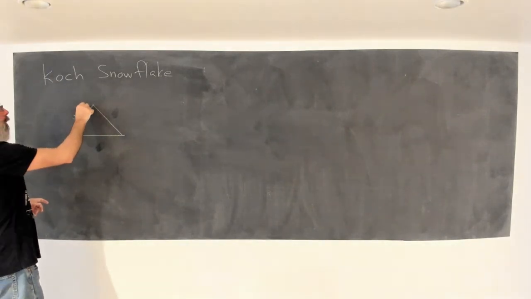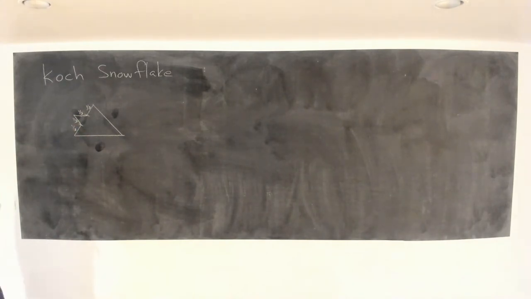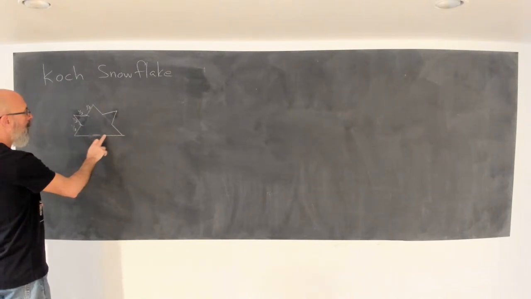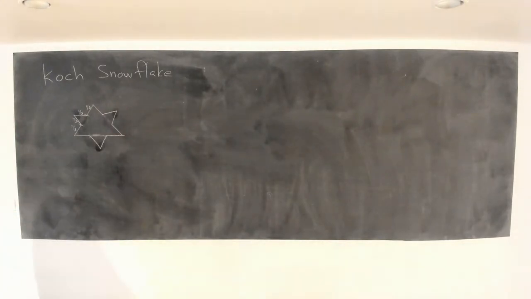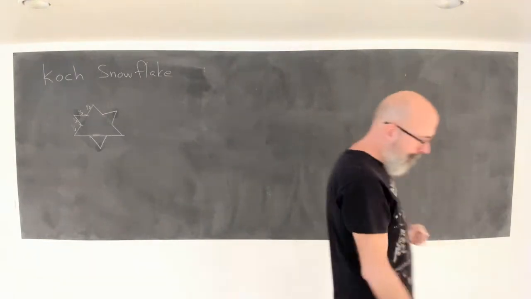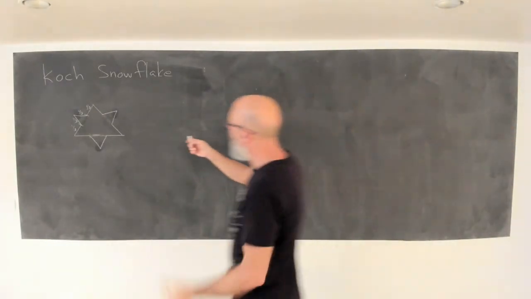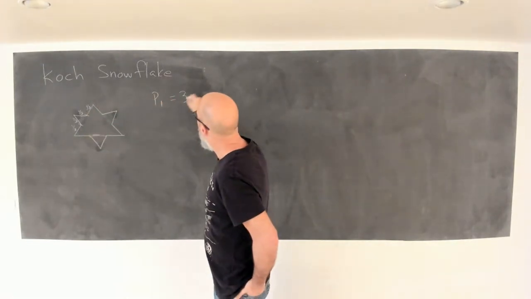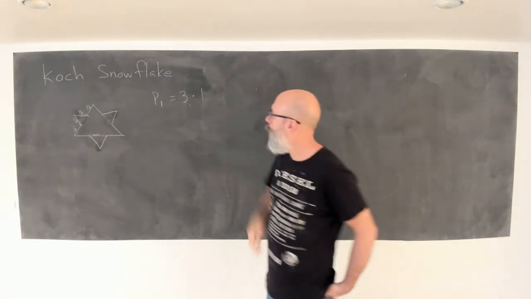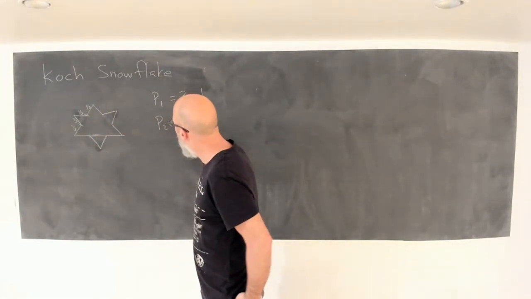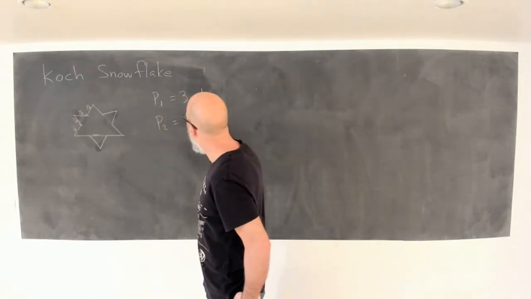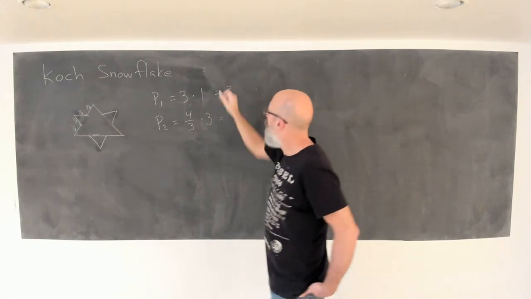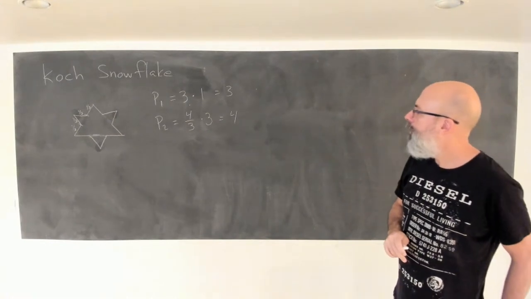So now this is made up of four pieces of length 1/3. And I'm going to do the same thing here. Remove the middle third. And finally, remove the middle third right here. So, in your first step, you had a perimeter of three sides of length one, so a perimeter of three. In your second step, one, two, three, four, each side has length 4/3, and you've got three of these. So you now have a perimeter of length 4.